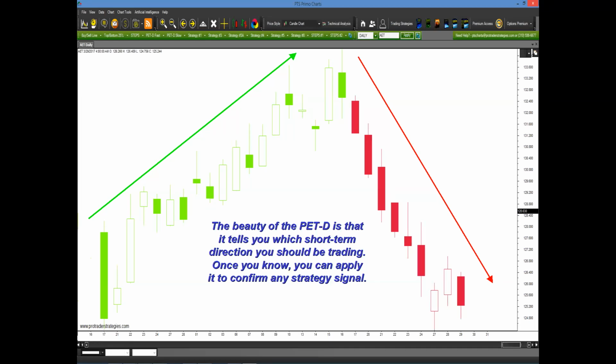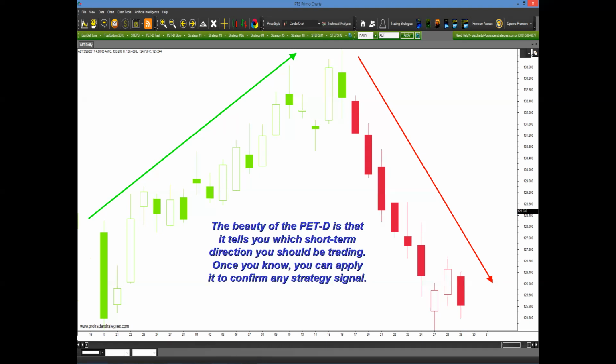But the beauty of the PET D, as you see here, is that it tells you which short-term direction you should be trading. And once you know that, you can apply it to confirm any strategy, I should say. It could be one of yours, one of mine. So this is a great way to listen to the market. You've got a high probability method that follows in sync with the trend, as opposed to looking for bottoms or tops with candlesticks. And you have a translator that's translating what the market wants to do, to confirm whether that strategy number 5 signal is going to be a good one or not.